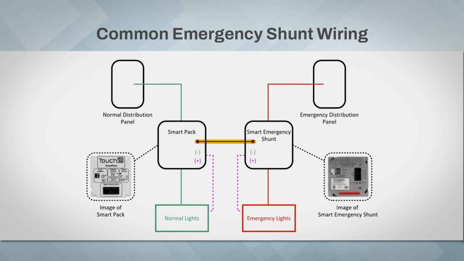Here we see a wiring diagram where a smart pack is connected to a smart emergency shunt module with a Cat5 cable. This Cat5 cable connection provides the control to the smart emergency shunt relay and is also used for sensing of the normal power. Normal power is connected to the smart pack and then to the normal fixtures. The emergency power is connected to the smart emergency shunt and then to the emergency fixtures. The 0 to 10 volt wires are run individually to their respective fixtures.